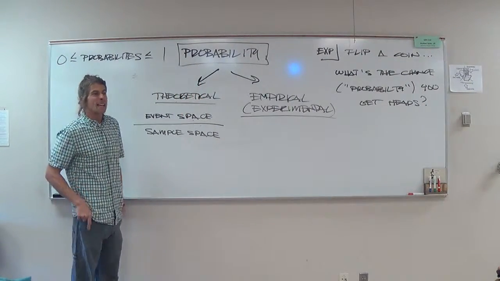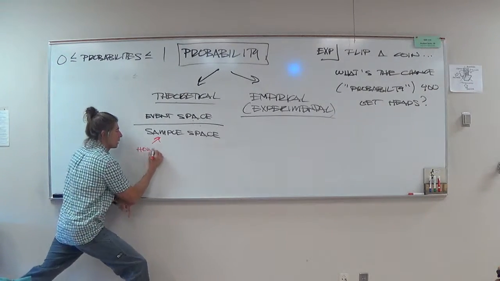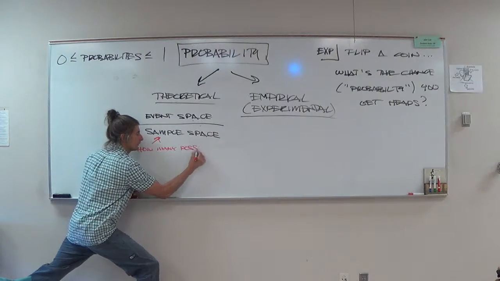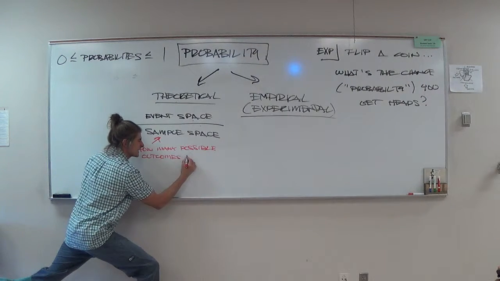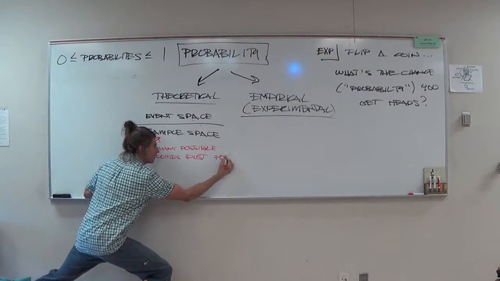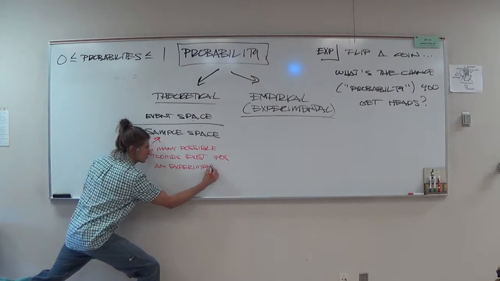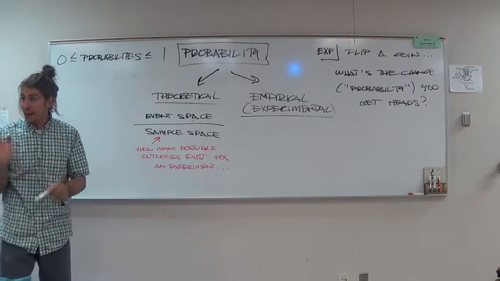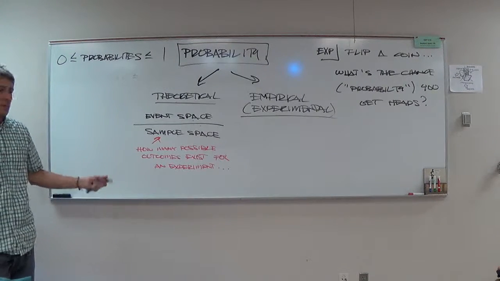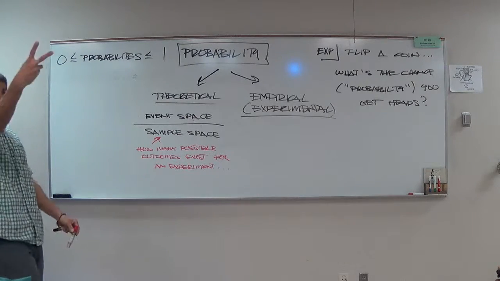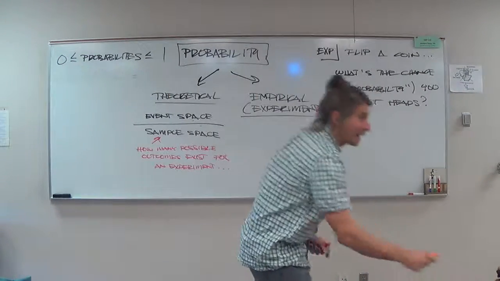This sample space is how many possible outcomes exist for an experiment. That's what that number is. And that's going to vary depending on your experiment. For the coin experiment, it's pretty straightforward. How many outcomes are there? 2.